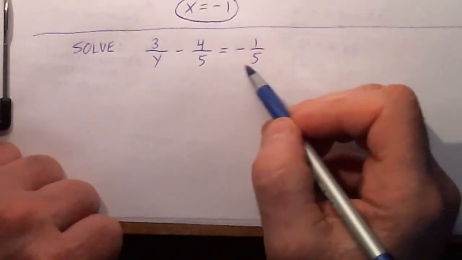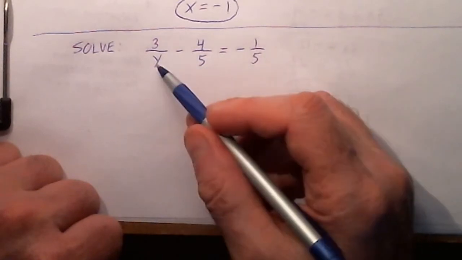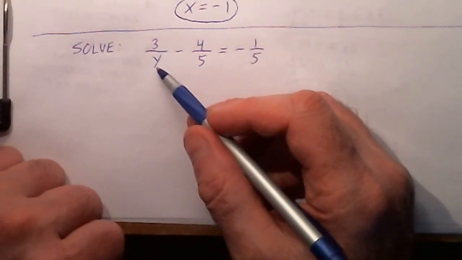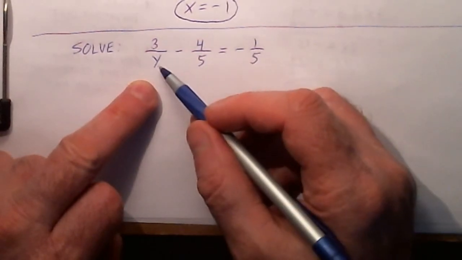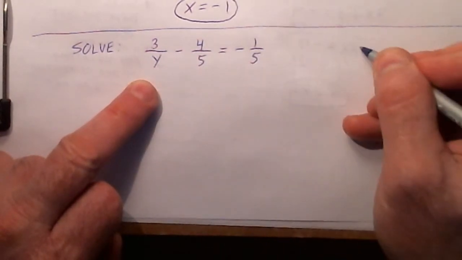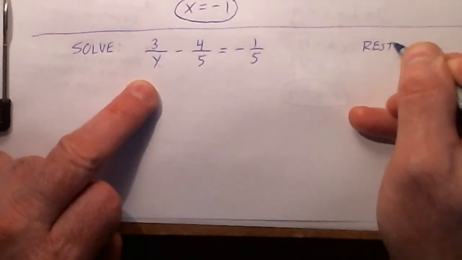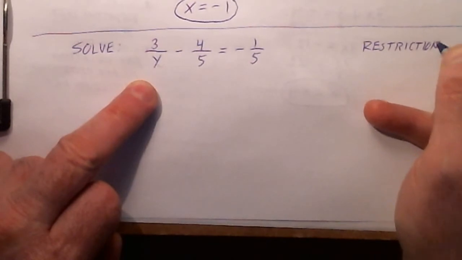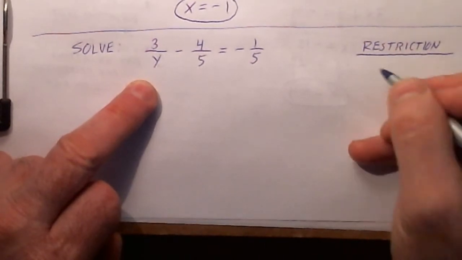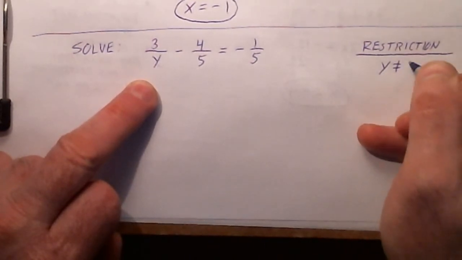Because at least one of our denominators contains a variable, we need to think about any restrictions placed on this rational equation so that it remains defined. So we have to make sure that this denominator of y never becomes 0. So therefore, one restriction placed on this entire equation is to say that y cannot be equal to 0. So let's note that restriction over here. So therefore, y must never be equal to 0.